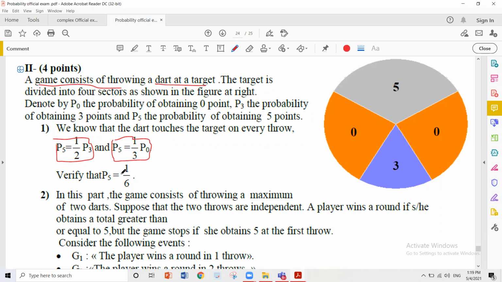How to verify P5 equal 1 over 6? Who can tell how to prove that P5 equal 1 over 6? How to calculate to prove that P5 equal 1 over 6?